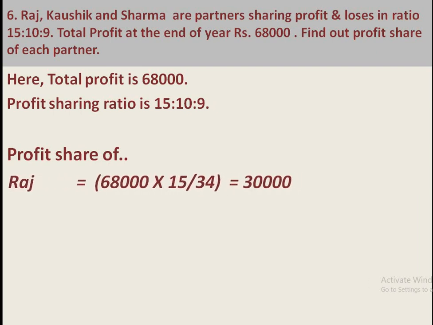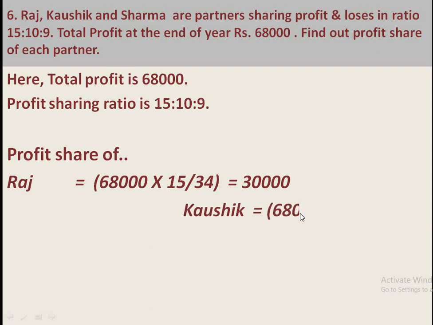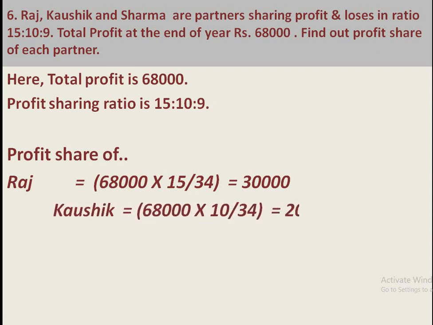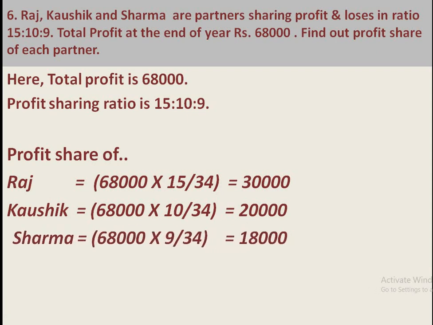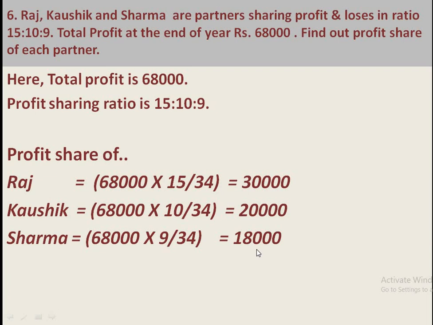68,000 total profit into 15 by 15, because his share is 15, dividing by total of share 15, 10, 9, which is 34. So Raj's profit share is 30,000. How much will Kaushik get? 68,000 is the amount of profit. His share is 10 by 34, which is 20,000. And Sharma: 68,000 profit into 9 by 34, so 18,000.